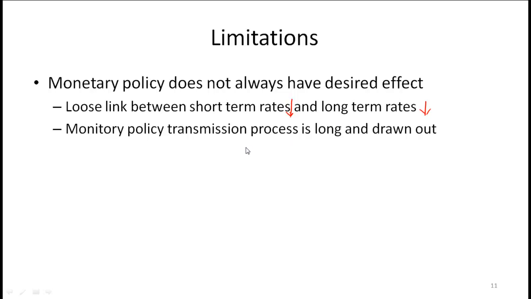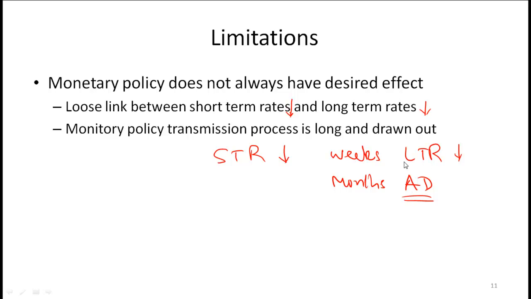Another factor is that the monetary policy transmission process is long and drawn out. While short-term rates can change fast, so let's say they go down, it will take weeks potentially for the long-term rates to go down, and maybe months or more for the aggregate demand to actually be impacted. Because long-term rates going down will take a while to impact investments, and then that in turn will impact aggregate demand. But the point here is that the whole transmission process that we've talked about can take a long time.